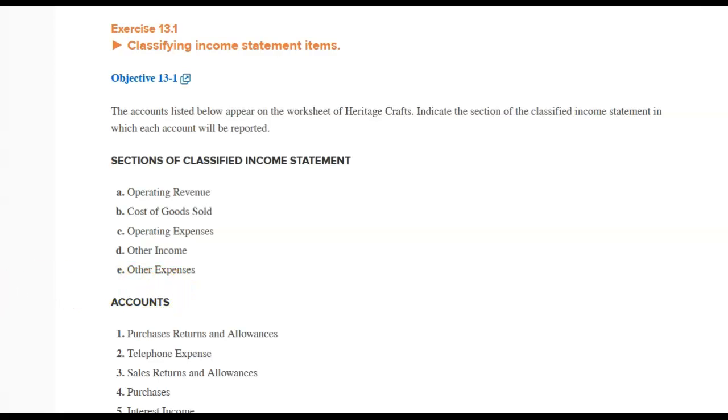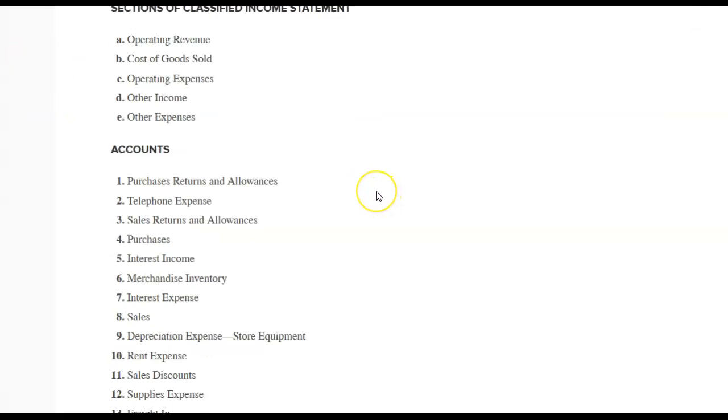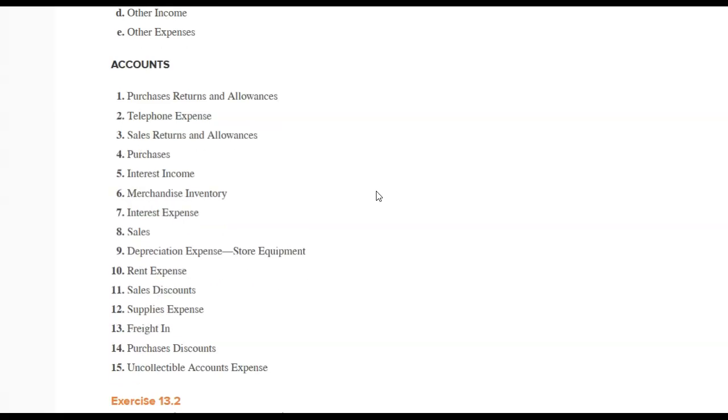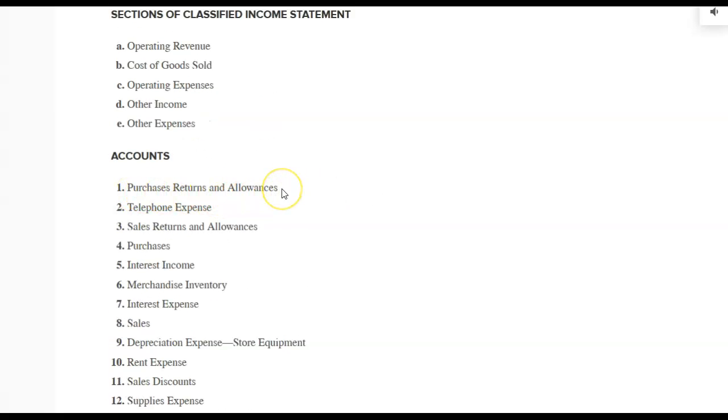So let's go to 13.1. Actually, I think I'm on the, am I on the right? Okay. Oh, I see. This is how we do it. The purchase return and allowance goes on which section of the income statement? Well, purchasing stuff is part of cost of goods sold because we buy stuff, and if we return it and so forth, it's part of our inventory expense, so it's part of B, cost of goods sold. So one is B.